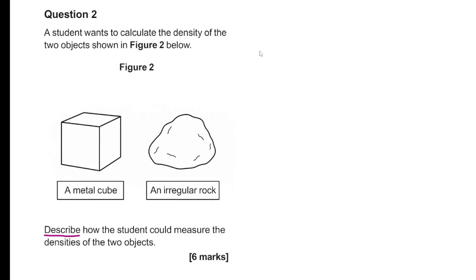Right. So the things you need to think about here, just to plan your answer, is that density is mass over volume. So that's how you can calculate the density. Measuring the mass of each one is easy. We can use a top pan balance. So that can be measured. So how do you find the volume?